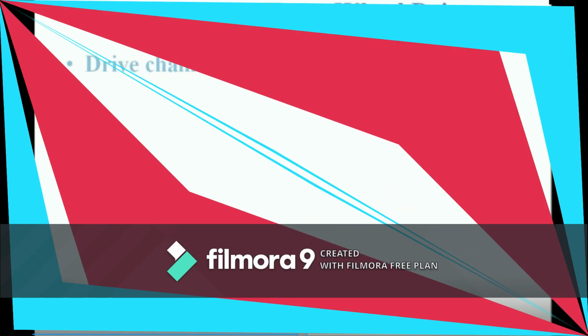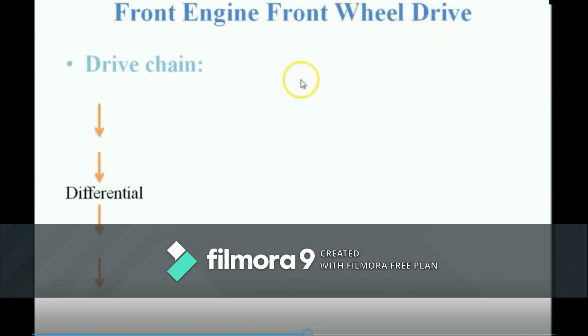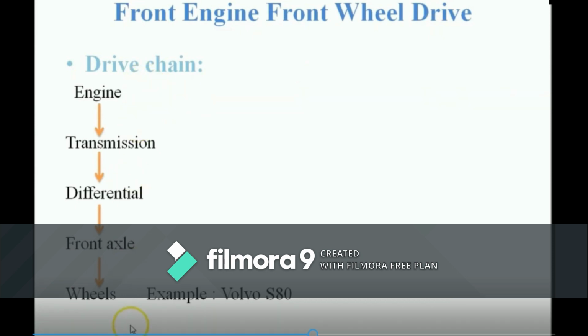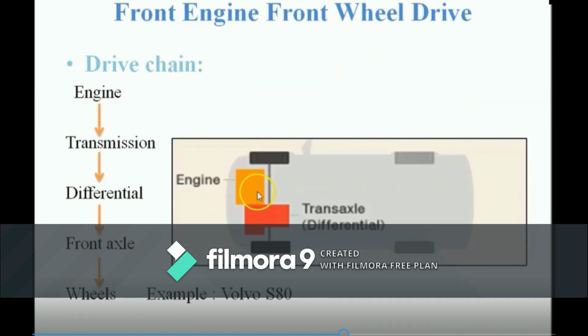The next type of layout is the front engine front wheel drive. This is the basic drive chain for the front engine front wheel drive. In this case, the engine is mounted at the front portion, whereas the drive is transmitted to the front wheels only. That's why it is called front engine front wheel drive. The power is first transmitted from the engine to the transmission system, then to the differential, and from the differential to the front axle and then to the front wheels. The example of this type is the Volvo S80.